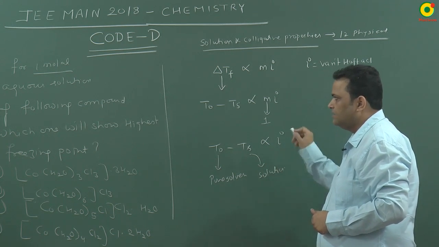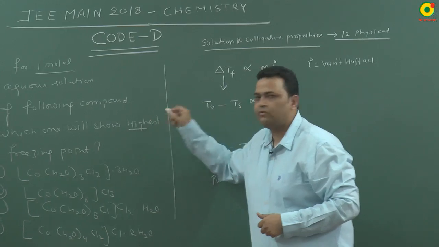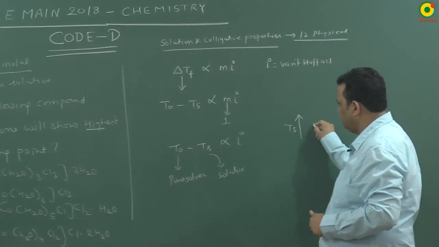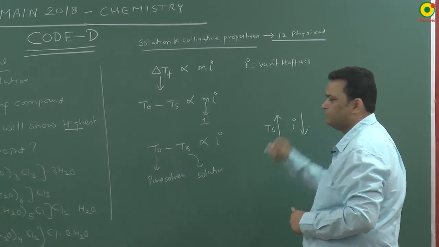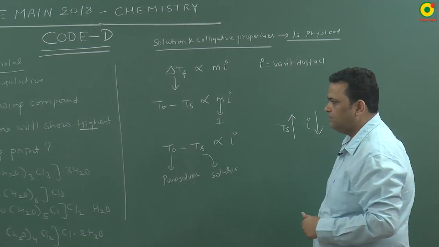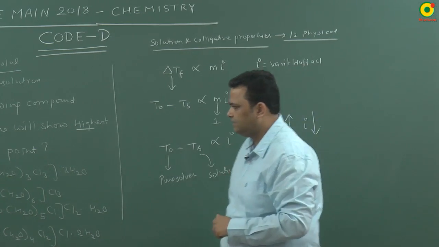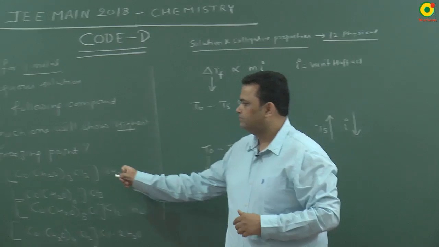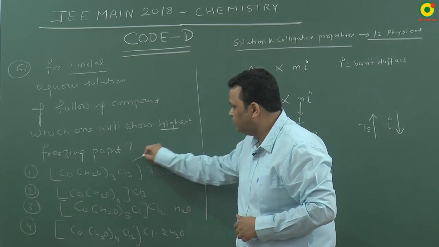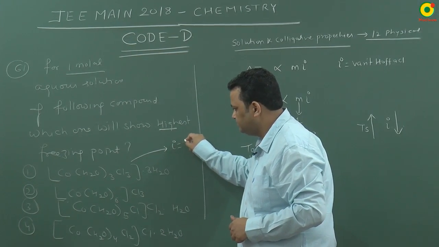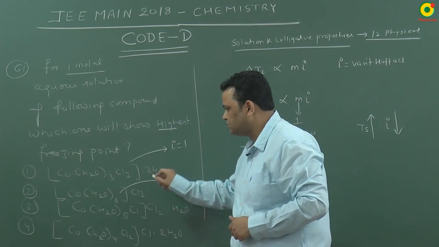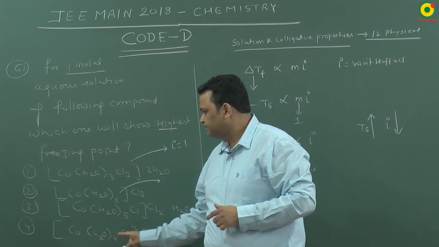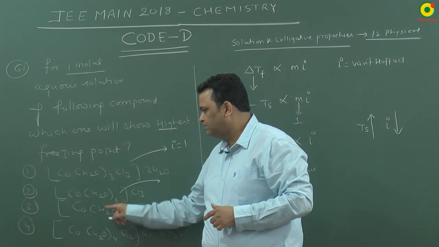He is asking which one has the highest freezing point. So Ts will be highest if the value of i is lowest. So we have to find which has the lowest value of i. i means how many ions are produced by a molecule. For this compound i is equal to 1. We are assuming that these are salts and they will dissociate 100%, so alpha is 1 for all these compounds.